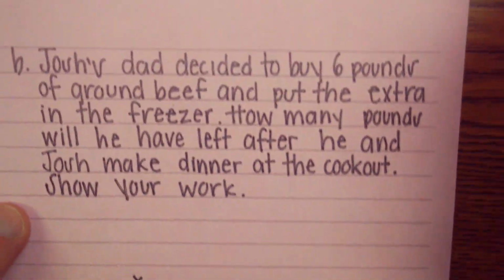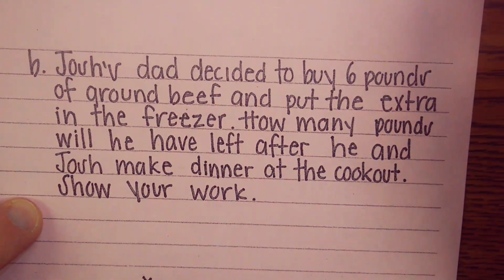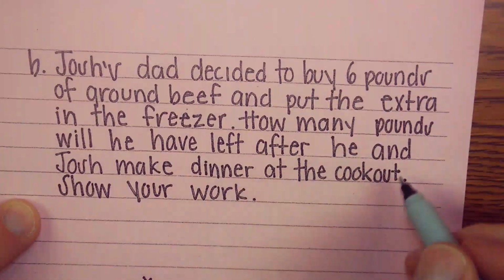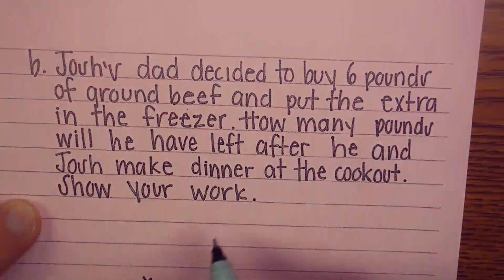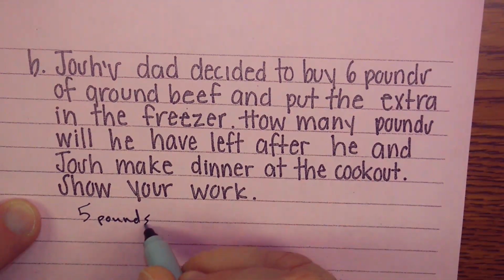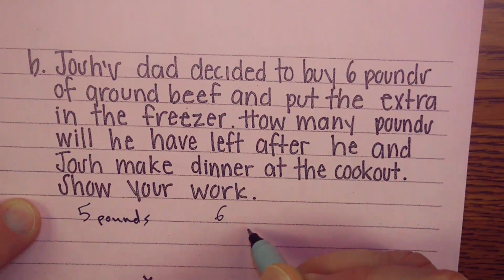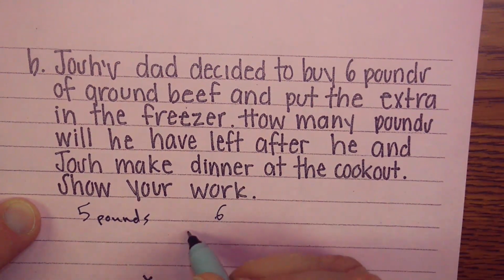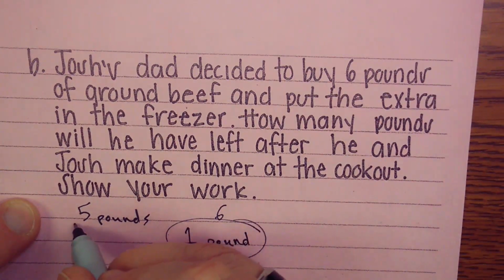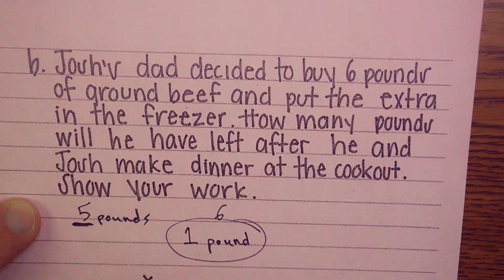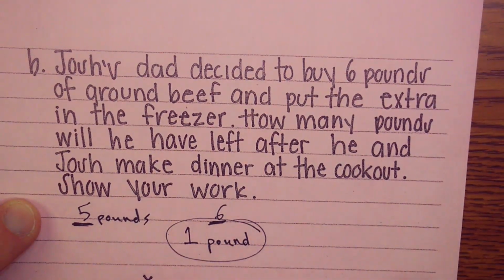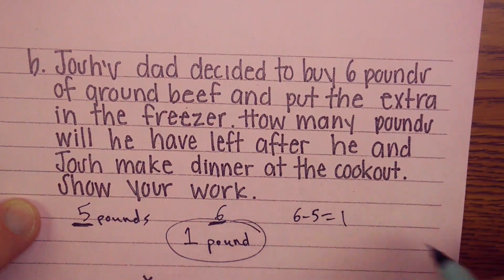But to make it a little more complicated, what did Josh's dad decide? He's going to buy 6 pounds of ground beef and put the extra in the freezer. How many pounds will he have left after he and Josh make dinner at the cookout? So we know that we need 5 pounds. That was our answer. But Dad bought 6. So if we use 5 of it, well, there's only 1 pound left. Does that make sense? We needed 5 to make the 10 burgers. But Dad bought 6 pounds. He bought too much. How much would be left? 1 would be left, because 6 minus 5 is 1.